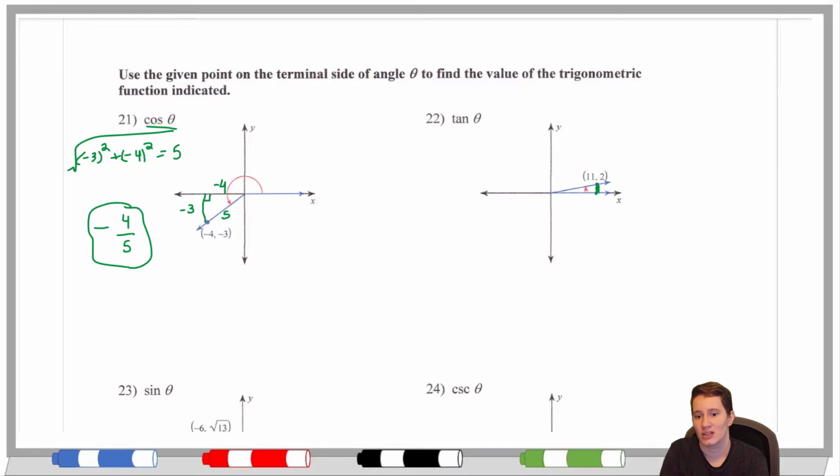This one over here, tangent, and we've got 11 and 2. This side would be 11, this side would be 2. And since it's tangent, we don't even need the hypotenuse. You can find it if you want to, but if you realize you don't need it, you'll save yourself some time. This should be 2 over 11 for our answer.